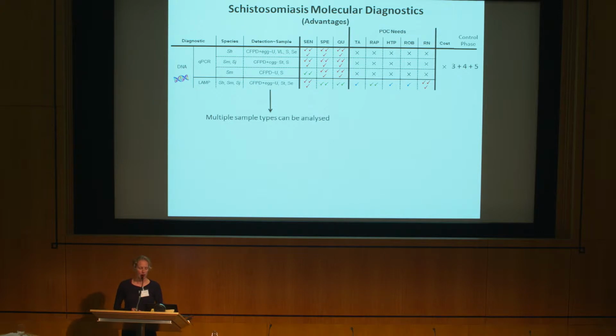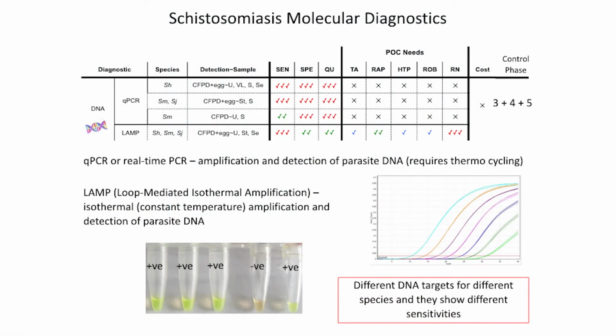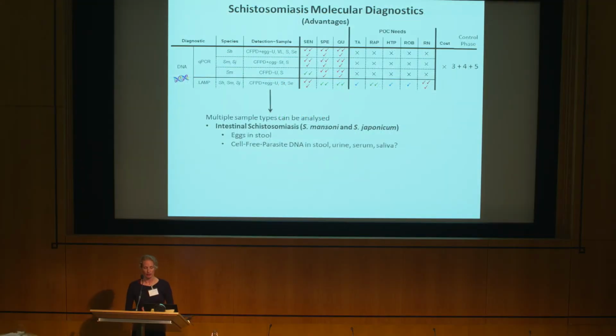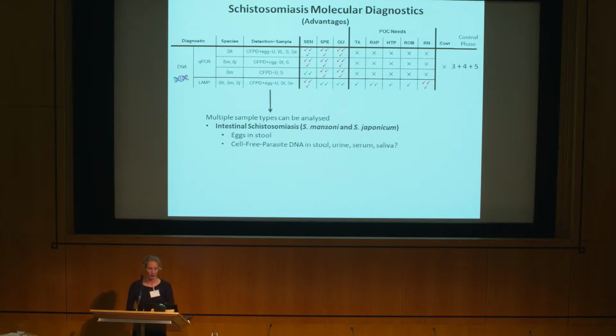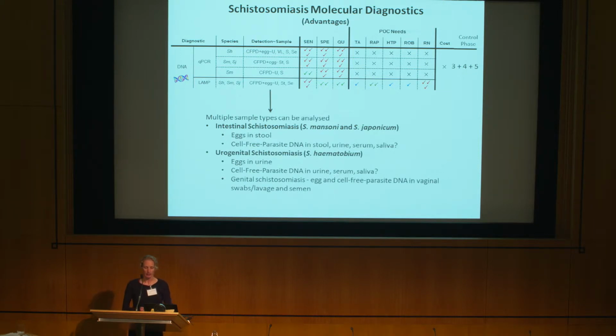Also, when we think about sample types, molecular diagnostics offer the ability to screen different sample types. For intestinal schistosomiasis, we can screen for eggs in stools, and we can screen for cell-free parasite DNA in stool samples, urine samples, serum, and potentially saliva. I think there's been one study looking at saliva, which is a non-invasive sampling strategy which could have great promise. For urogenital schistosomiasis, we can look for eggs in urine, and cell-free parasite DNA again.